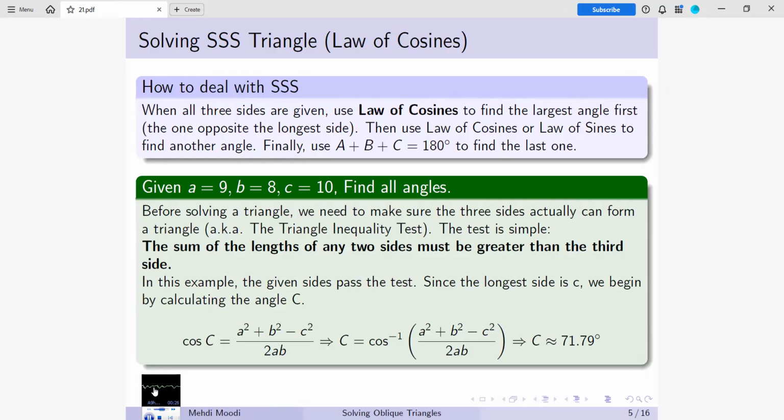That's not just geometry, that's common sense. If 2 sticks taped together are shorter than the third, they'll never meet to form a vertex. You don't get a triangle. You get, well, I don't know, a wish to be a triangle. So always test your triangle first. If it fails the test, you're not solving a triangle. You're chasing a geometric illusion.